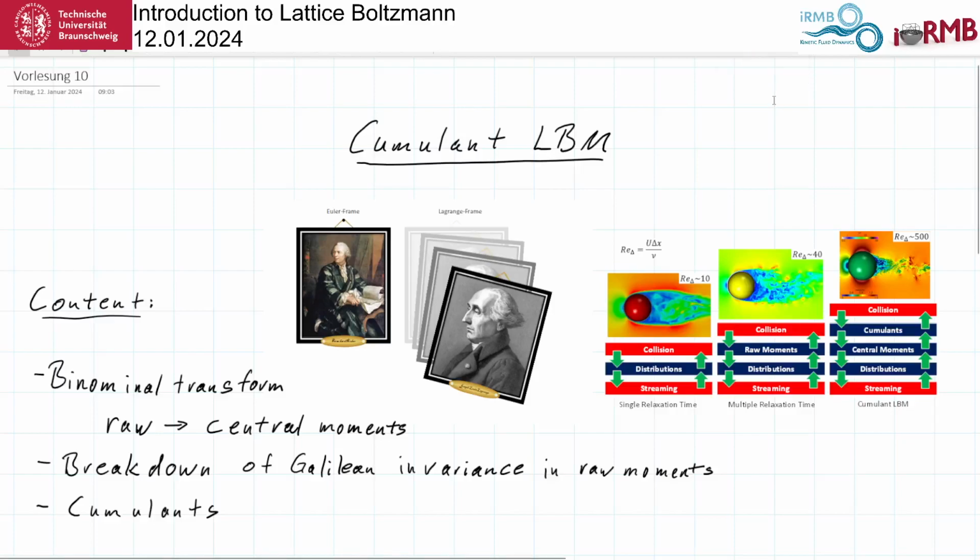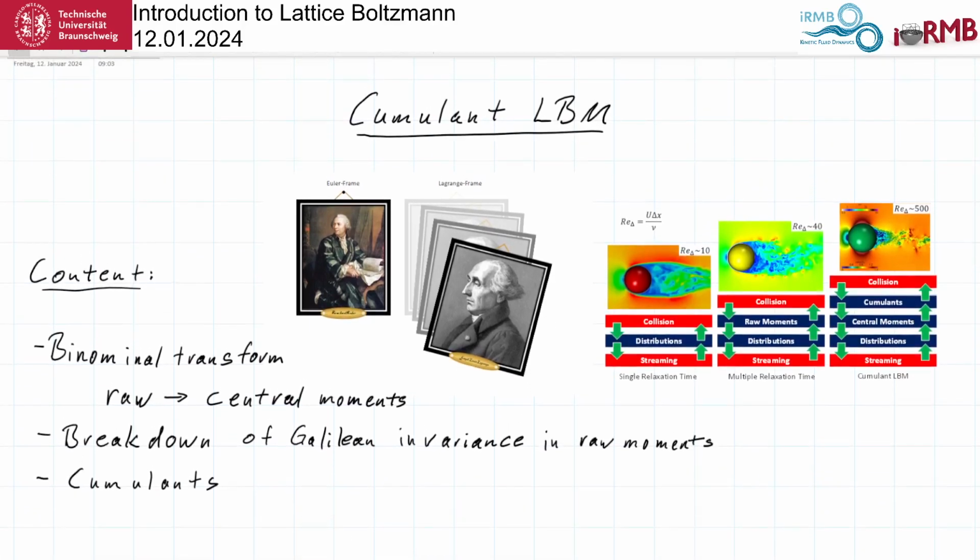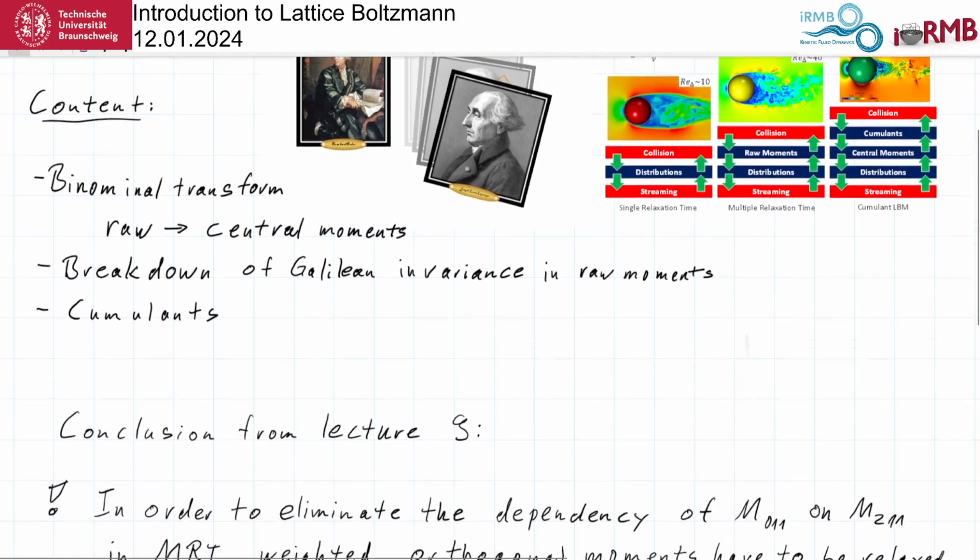Welcome to lecture number 10 in the Introduction to Lattice Boltzmann methods. Today we continue with multiple relaxation time method and go specifically to the cumulant method. So content of today is binomial transform, which we need to transform between raw and central moments. Then we look at the breakdown of Galilean invariance in the raw moment method, and then we come to cumulants.